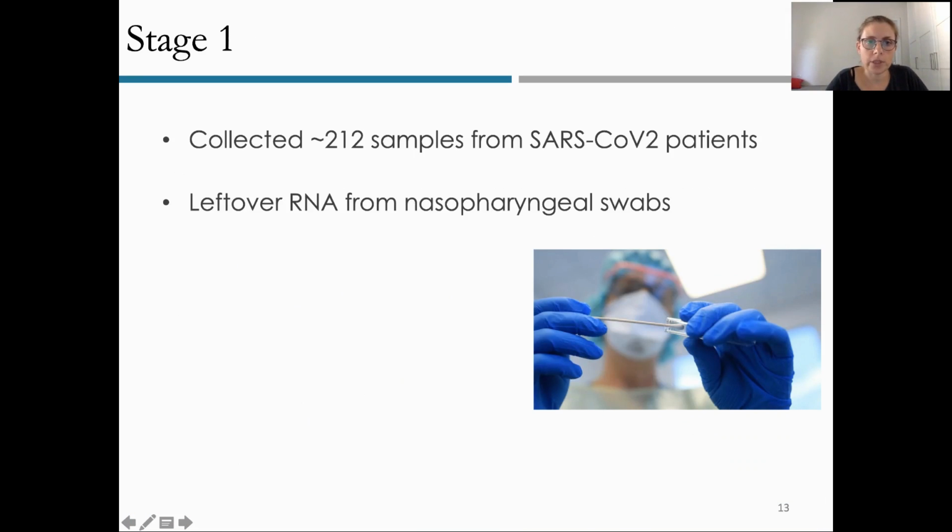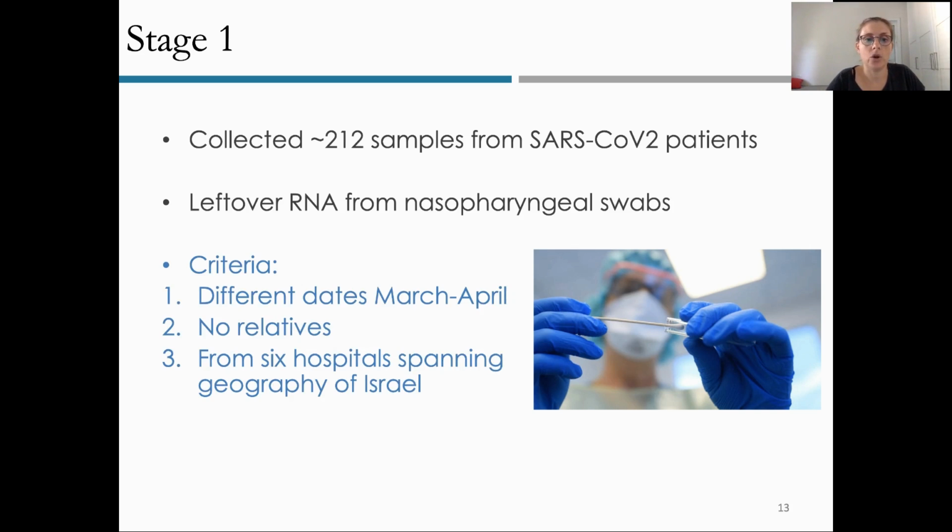The first stage of the study is that we collected 212 samples of SARS coronavirus 2. We actually collected more than 212 samples, but some of them were filtered later on. This is leftover RNA from what are called nasopharynx swabs. These are the swabs used to test for the presence of virus. This has become a kind of famous procedure by now. The swabs are taken from the very interior part of your nose. Then RNA extraction is performed to run a real-time PCR test for the presence of virus. We use the leftover RNA. Luckily, there's a lot of leftover RNA.